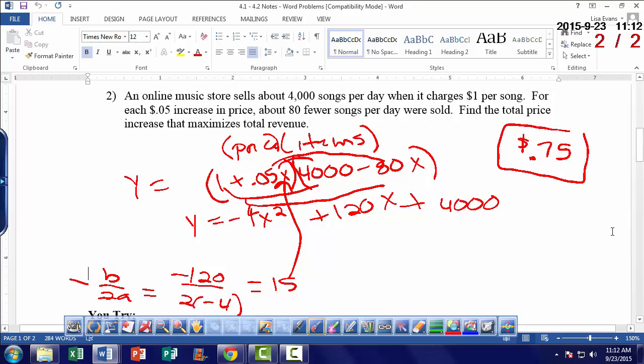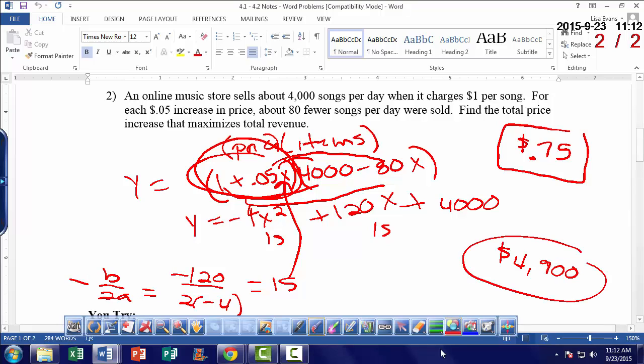Now if I asked how much are we now charging per song, then we're going to go ahead and do the whole parenthesis, but I didn't. Now we can go ahead and also plug in our 15 into our quadratic equation and find out what our weekly revenue is going to be. And when you do that, you get $4,900.